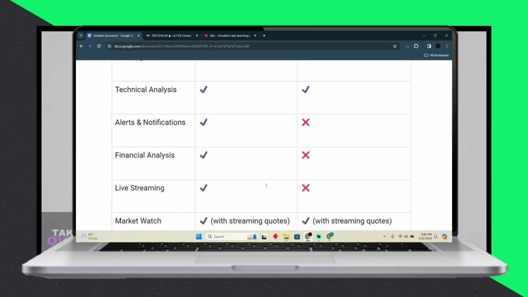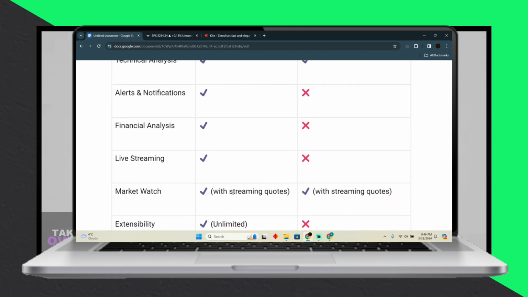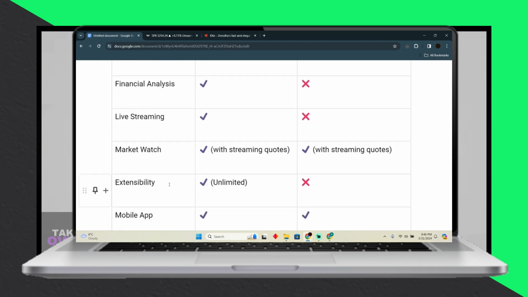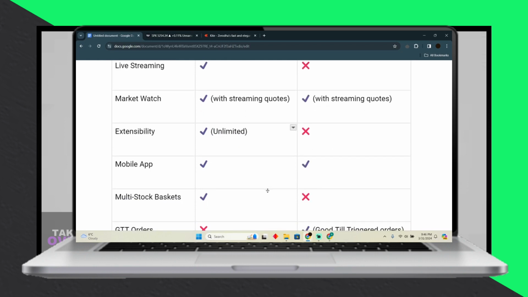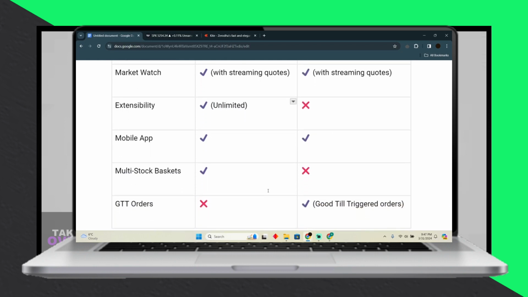In conclusion, the choice between TradingView and Zerodha Kite ultimately depends on individual preferences and trading needs. We hope this comparison has shed light on the key differences between the two platforms, aiding you in making an informed decision for your trading journey.